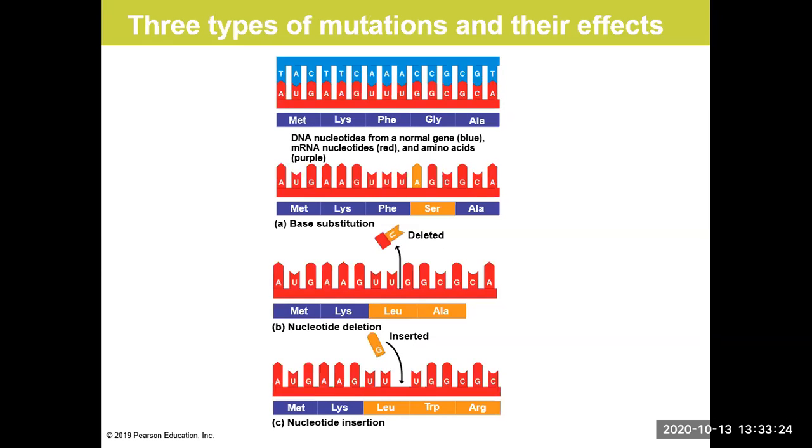This figure shows 3 different types of mutations and their effects. The DNA nucleotides are shown in blue, the RNA structure in red, and the amino acids in purple. In A, base substitution, because of a change in the mRNA, the amino acid has changed from glycine to serine. The second one, B, is a nucleotide deletion, where one of the nucleotides got deleted, so you see the change in the amino acid sequence. The third one, C, is a nucleotide insertion, where a new nucleotide was added, and again you see the change in the amino acid sequence.